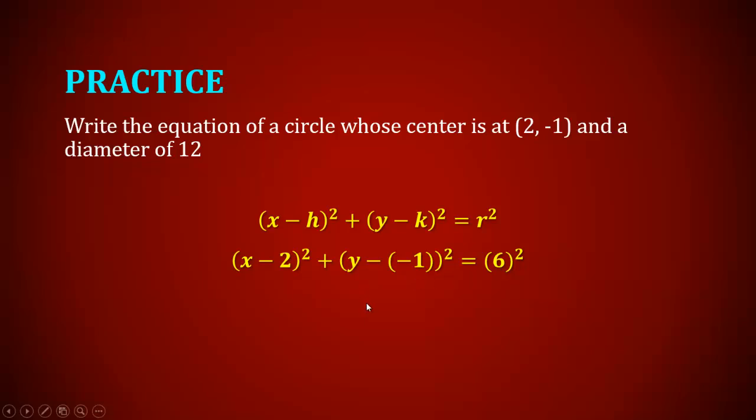So we're going to simplify that a little bit to get (x - 2)². And since it was minus a negative 1, that's going to become a positive 1, squared, equals 36, which is 6 squared. So our equation is (x - 2)² + (y + 1)² = 36. See? Not that difficult.